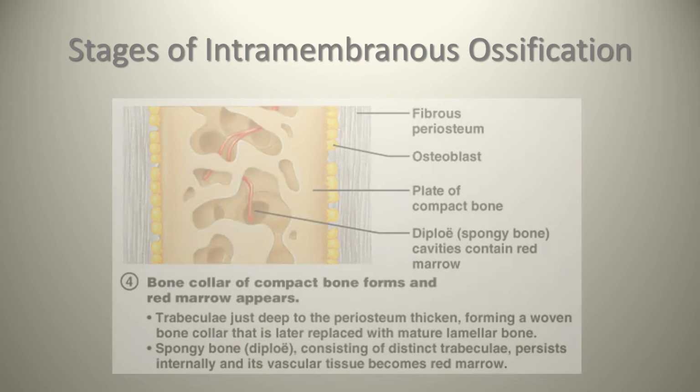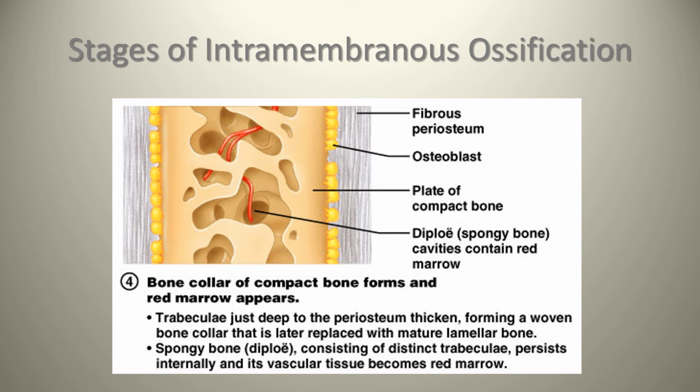Step 4, a bony collar of compact bone forms and red marrow appears. So the trabeculae just deep to the periosteum thicken, forming a woven bone collar that is later replaced with mature lamellar bone. Spongy bone, consisting of distinct trabeculae, persists internally and its vascular tissue becomes red marrow.